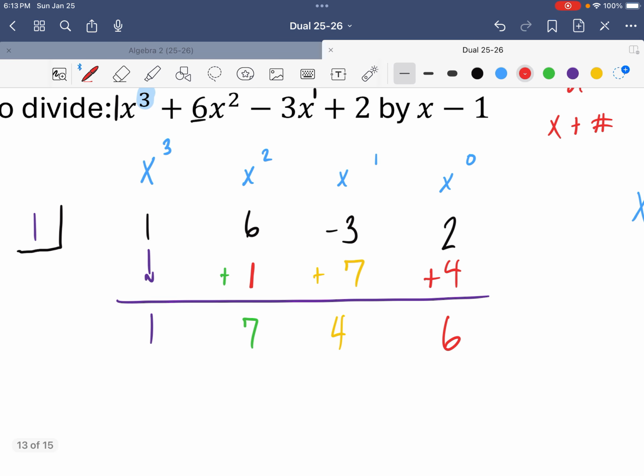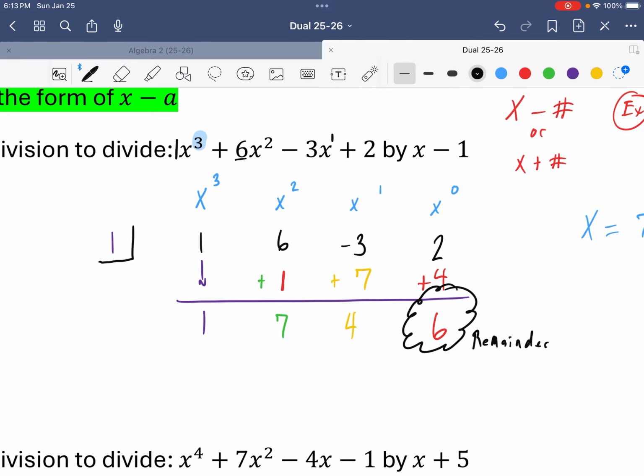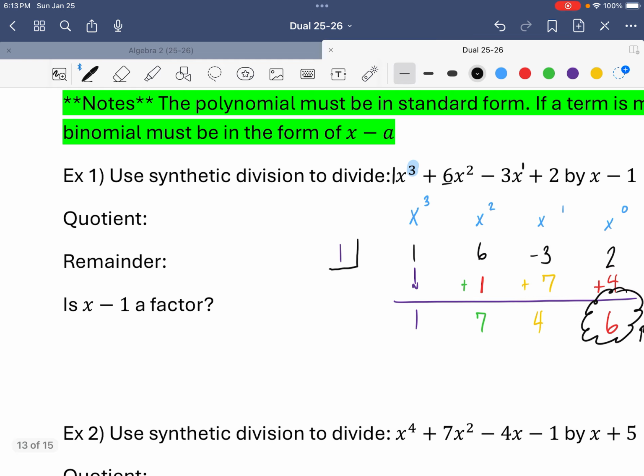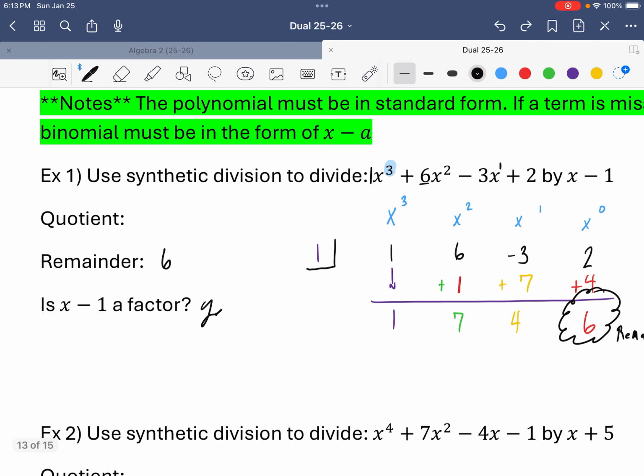Okay? Now, the last number is always a remainder. That's what it's called. It's called the remainder. So, over here it's asking me, what is the remainder? Well, the remainder of this question is 6. And then, underneath it, it says, is x minus 1 a factor? Well, if the remainder had been 0, then you could say yes. But our remainder is not 0. Our remainder is 6. So is x minus 1 a factor? I'm going to say no.